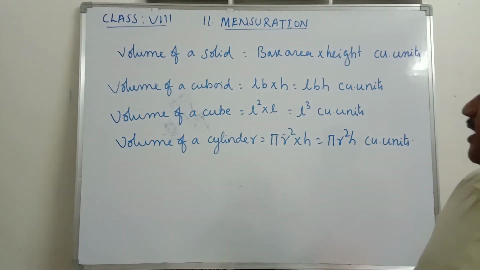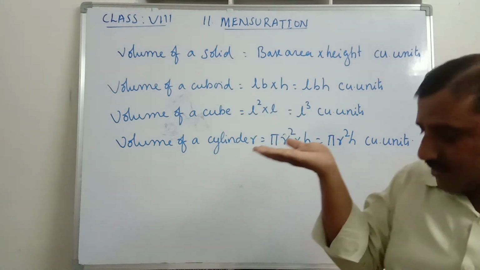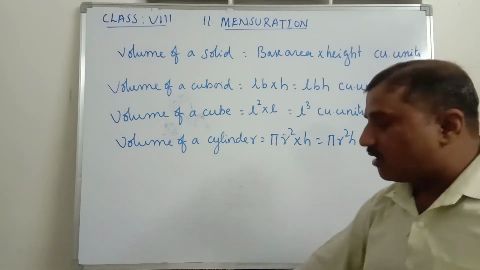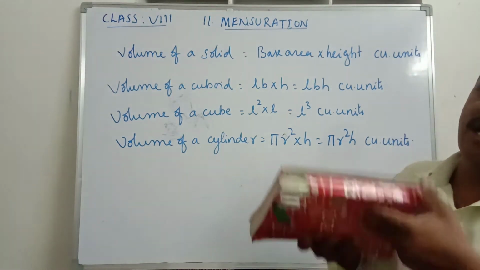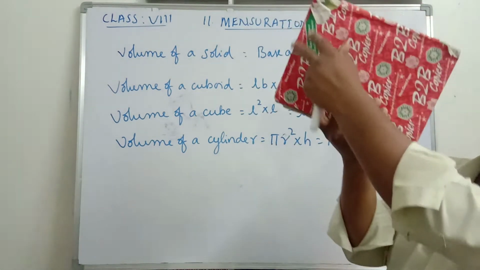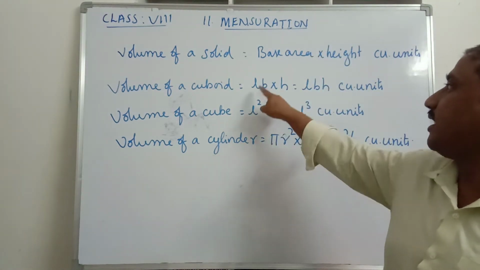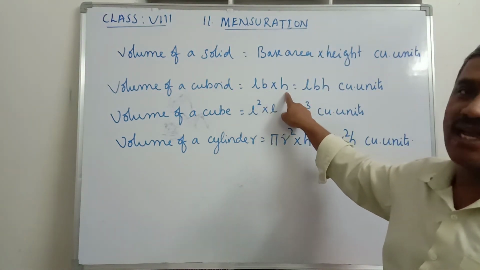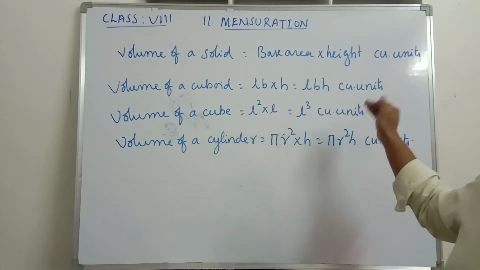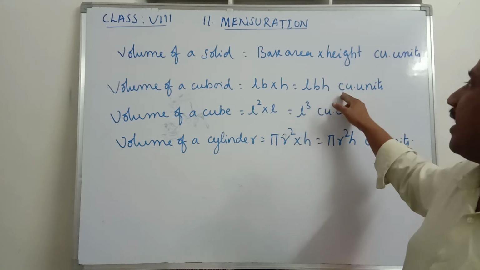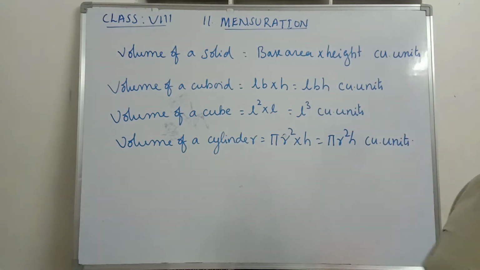Volume of a cuboid is equal to base area into height. What is the base of this cuboid? The base of a cuboid is a rectangular shape. See, this is the cuboid, and this is the rectangular shape. So area of the rectangle is length into breadth and its height is h. Therefore it is L into B into h, that is length into breadth into height, in cubic units.